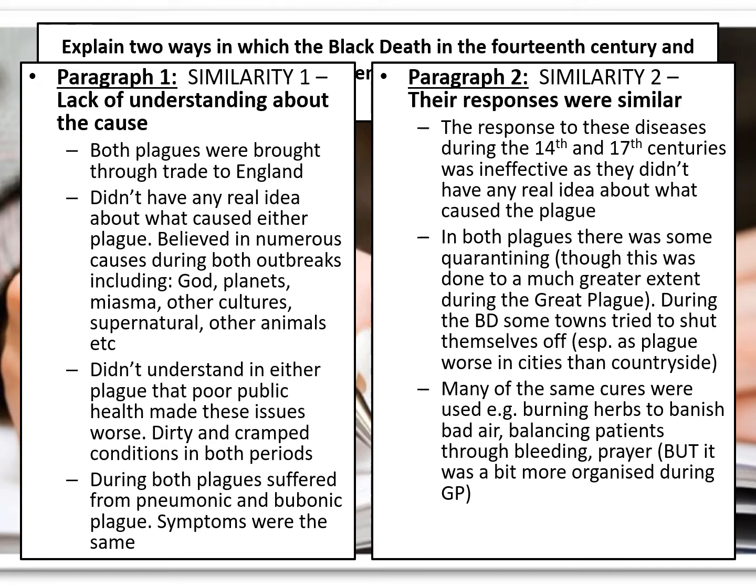You could even talk about how they responded with lots of similar cures and ways of preventing the plague. So you could talk about things like how they burned herbs to banish bad air, to tackle that miasma. You could talk about how they bled people because they still believed in the 4 humours and that it might have been caused by an excess of blood. And you can even talk about the use of prayer and how they prayed a lot because they believed that God had caused this illness.